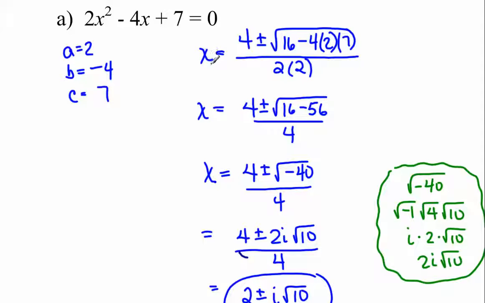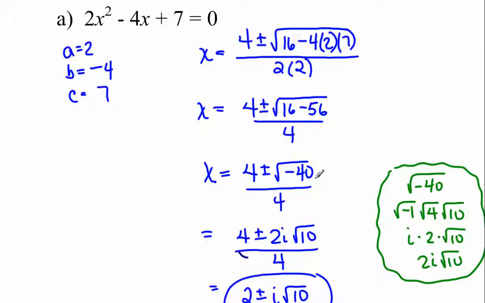So if I put it in my formula, x is going to be equal to the opposite of b, so notice it's a positive 4, plus or minus the square root of b, negative 4, multiplied by negative 4, which gets positive 16, minus 4 times a times c, all divided by 2 times a. Okay, now it's just some arithmetic and multiplying stuff out. So you get 16 minus 56 underneath, which gives me a negative 40.